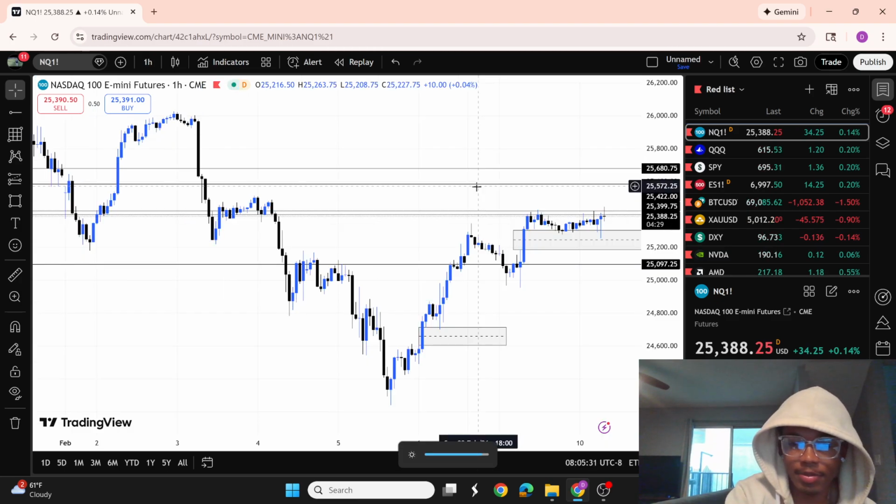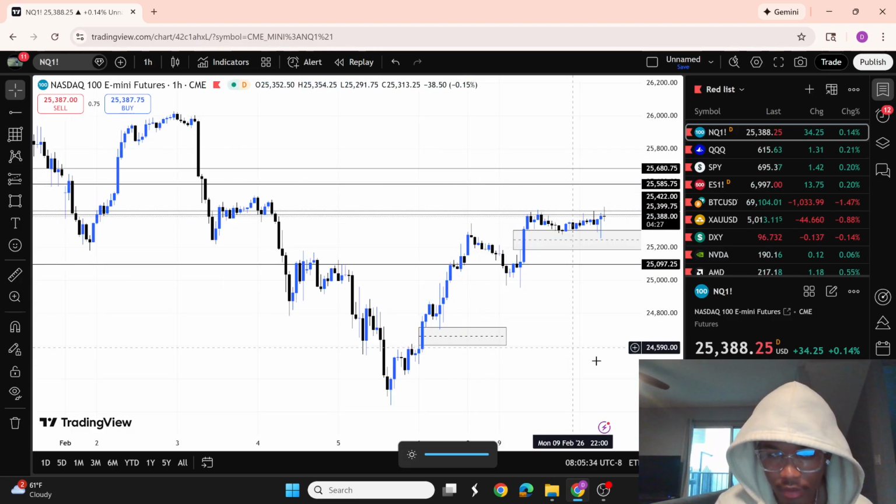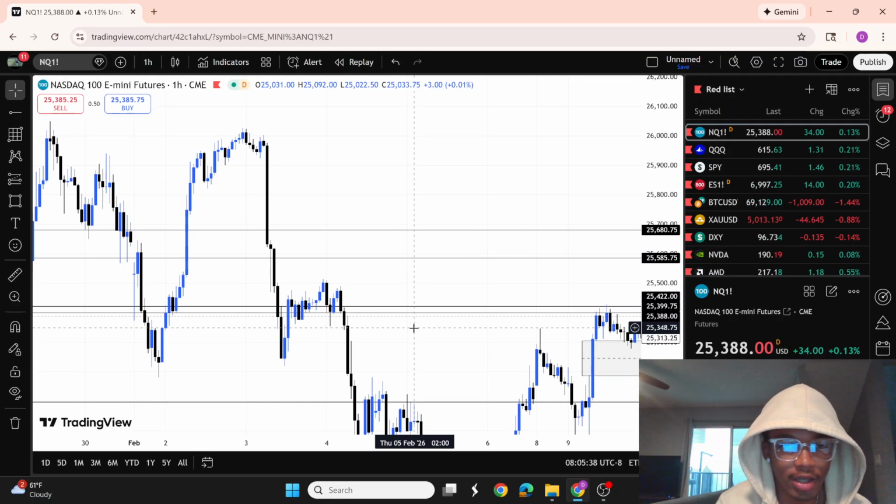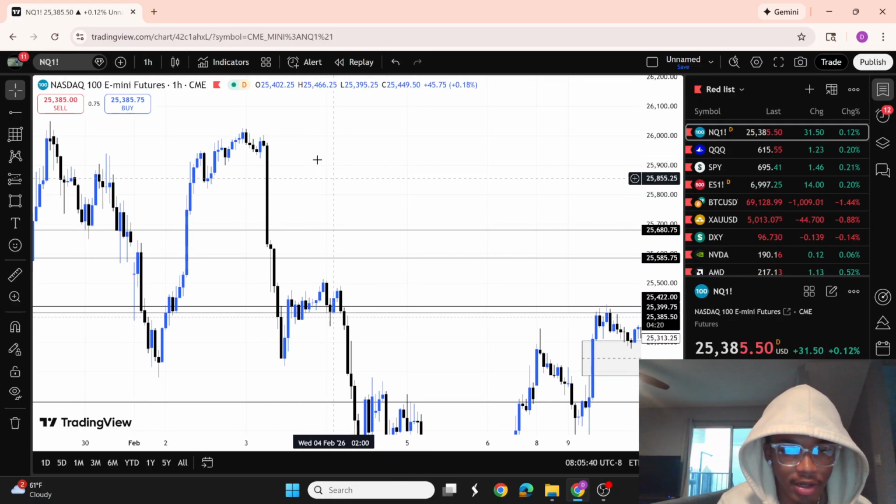Uh-oh, computer's about to die. All right, bet. So, we actually see a huge gap that did not get filled.